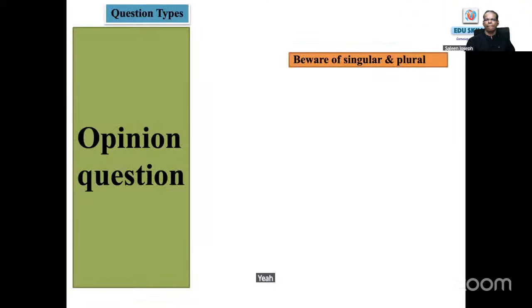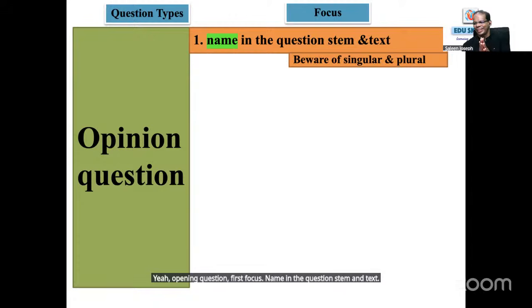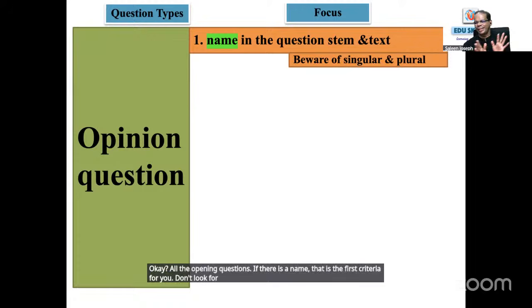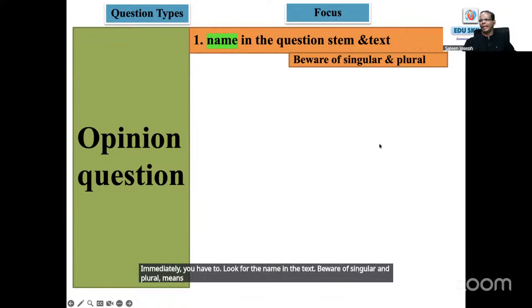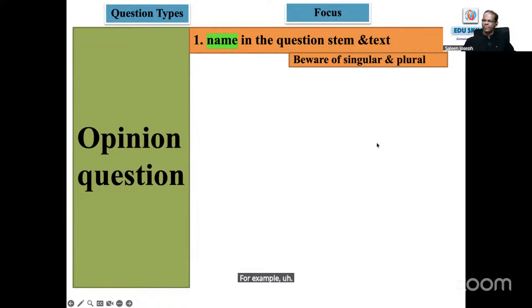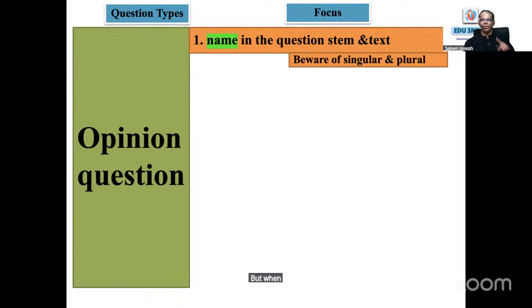Now, the opinion question. First, focus on the name in the question stem and text. For all opinion questions, if there is a name, that is the first criterion for you. Don't look for anything else. If there is a name in the question stem, immediately look for the name in the text. Beware of singular and plural. For example, the research of Sini and her team, or Sini and other staff members, or Sini and colleagues, those are plurals, a team. But when an opinion is asked, you have to focus on that one particular name, that is Sini.